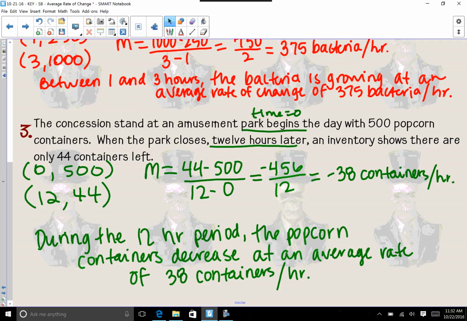We found the rate of change between those 2 points, and we got a negative, which makes sense, right? Because from the start of the day to the end of the day, the number of containers left was decreasing, and we found that it was decreasing at an average rate of 38 containers per hour. So pause the video if you need to get some of this down.